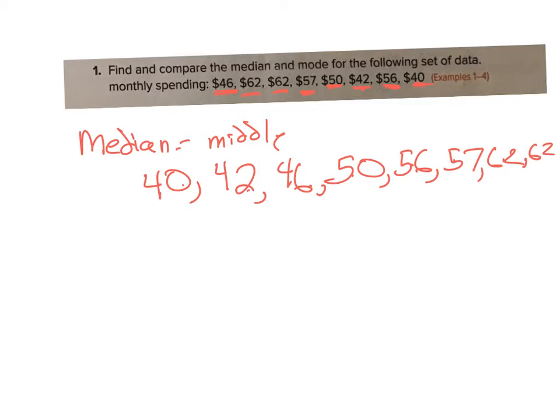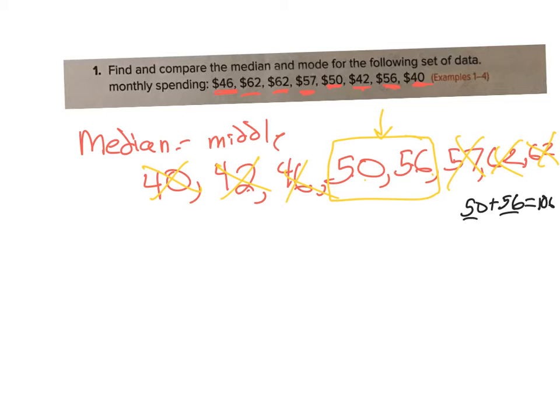Now I need to find out which is the middle. So I'm going to take one off each end, another one off each end, another one off each end. Now I have these two. So the middle would be between 50 and 56. The way you find the middle there is you add them together and divide by 2. You're getting the mean, or the average, of these two numbers. So 50 plus 56 gives me 106. And then if I divide that by 2, because I had two numbers here, that equals 53. So 53 is right in the middle. 53 is my median.